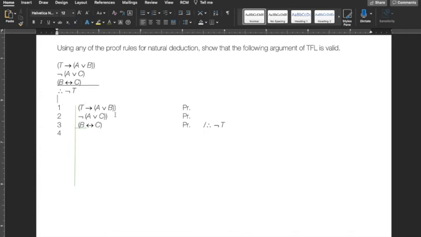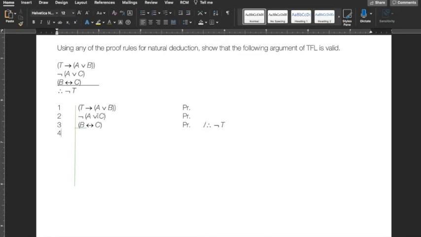So we've got our premises, we've marked our conclusion. We take a look. This is a conditional, but we don't have the antecedent. We can't apply that right away. This is a biconditional, but we don't have either B or C, so we can't apply biconditional elimination yet. But in line 2, we have the negation of a disjunction. That allows us to apply De Morgan's rules, and De Morgan's rules are non-subproof rules.